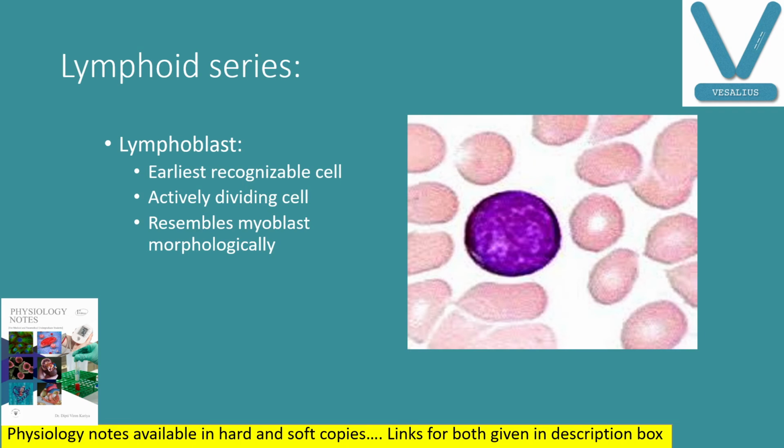Now lymphoid series, as we have already discussed, lymphoblast is the earliest recognizable cell, and this is an actively dividing cell. It resembles myeloblast. How does it differ from myeloblast? The only difference here is that nuclear chromatin is slightly clumped and stippled as compared to fine meshwork in the myeloblast. In myeloblast we have fine meshwork of chromatin, and here we have slightly clumped and stippled chromatin. Nuclear membrane in lymphoblast is fairly dense as compared to the very fine membrane of the myeloblast. In myeloblast the membrane is fine, here the membrane is dense.